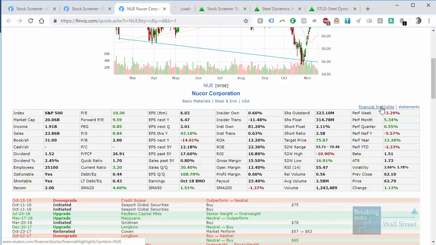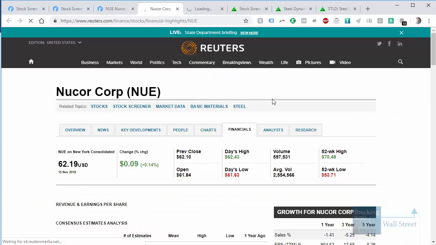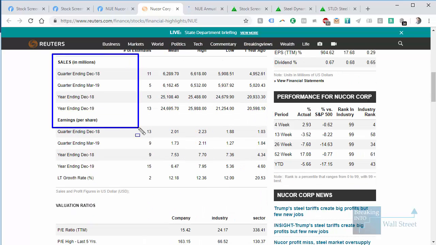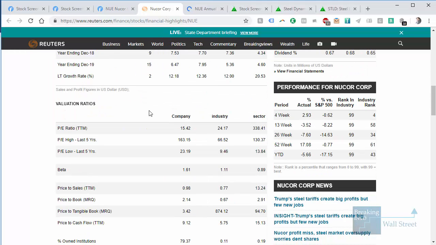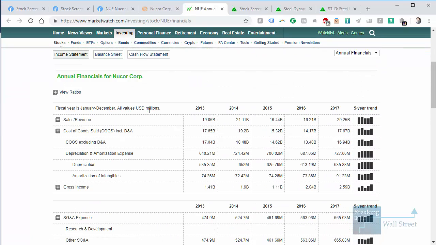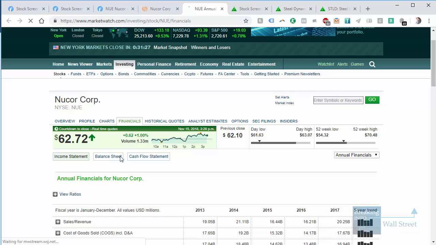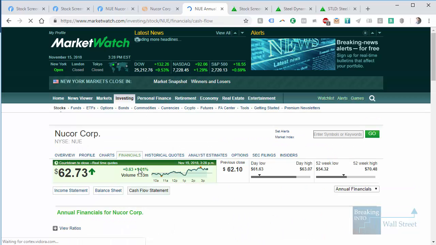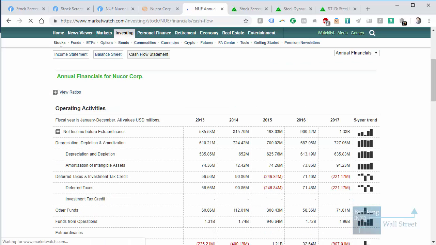You can also click on financial highlights right here and also statements to get more information on the company. So if we click on financial highlights, for example, we get consensus estimates right here, so we can get sales and EPS estimates from this site for free on Reuters. And then if we want to get their historical financial information, we can click on income statement, balance sheet, and cash flow statement on this MarketWatch site and pull in a lot of the numbers from right here.